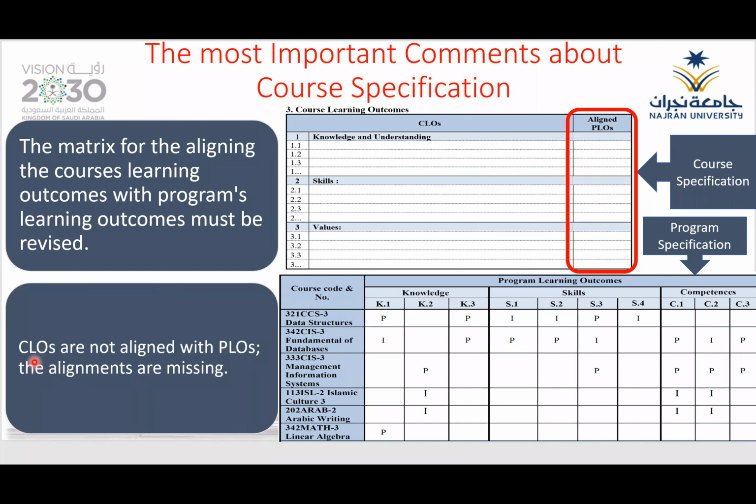Other comments: they said CLOs are not aligned with the PLOs, and this one is empty. Maybe when some of the brothers wrote it, it was not clear to them how to align with the PLOs. Again, we align with the PLOs from the program matrix. You have to go to your course, see which PLOs your course is aligned with, and then ask what the best CLO is to achieve this PLO. This is the correct way to align CLOs to PLOs.